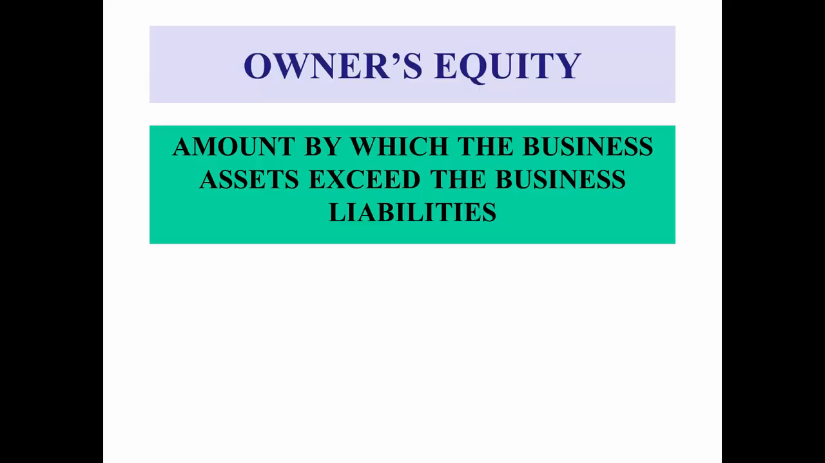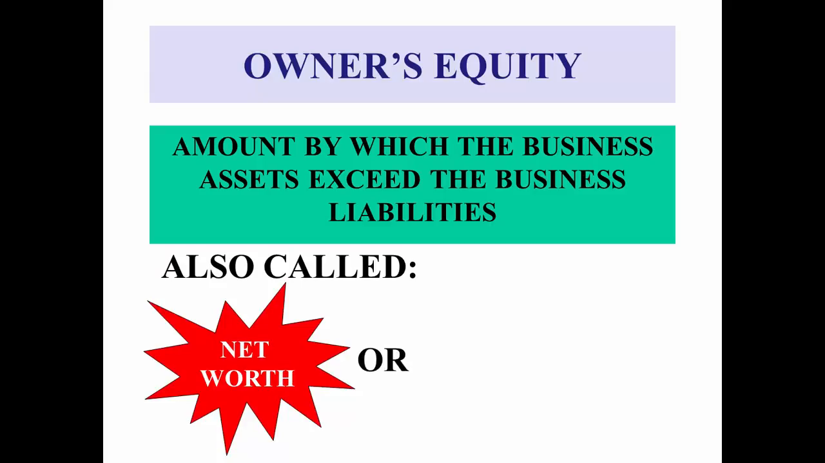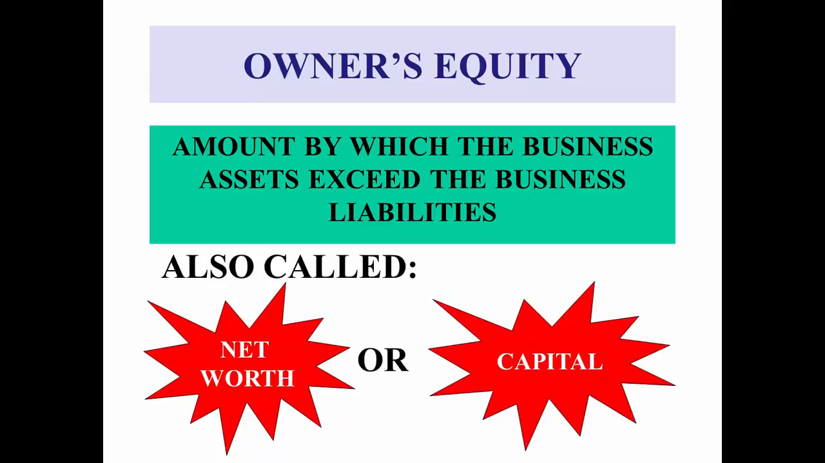Whatever is left over, if we take all the assets and add it up and subtract out whatever we owe out to the creditors, then whatever is left over is for the owner. This is also called net worth or capital.